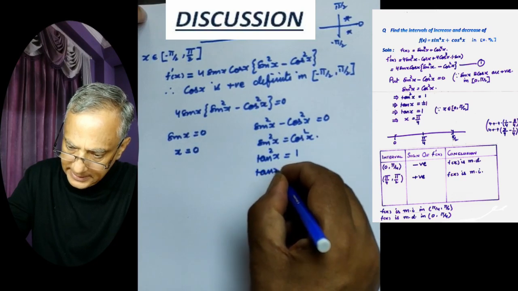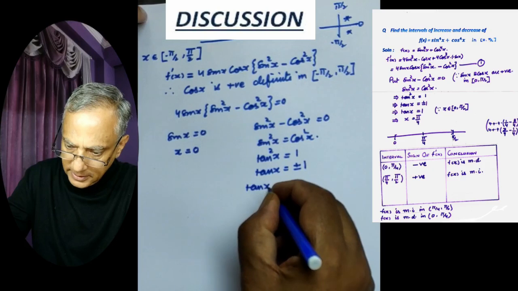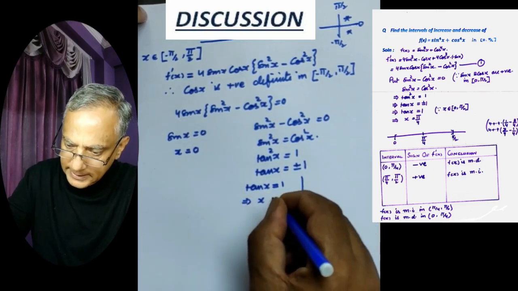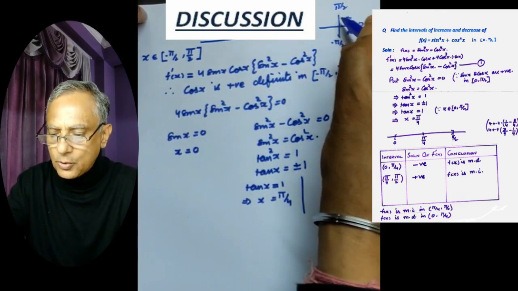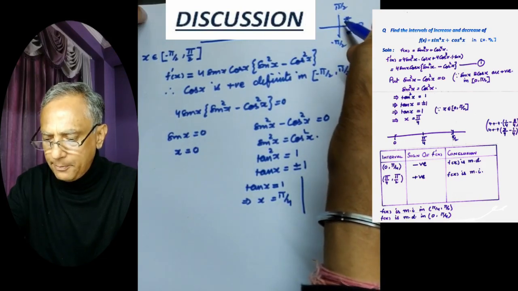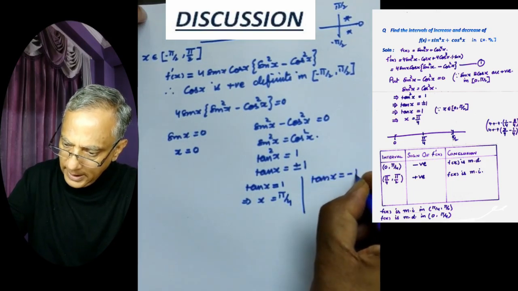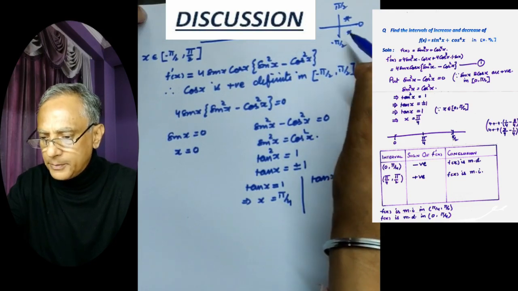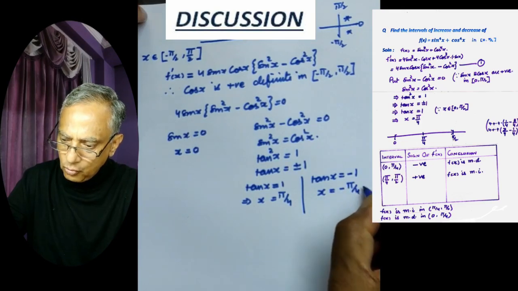Therefore, tan x is equal to plus minus 1. Tan x is equal to 1 implies x is equal to π/4, because tangent is positive in the first quadrant. So we must take the value from the first quadrant, and in the first quadrant tan x is 1 at π/4. And tan x is equal to −1: tangent is negative in the fourth quadrant. So we must take a value from the fourth quadrant, that is x is equal to −π/4.